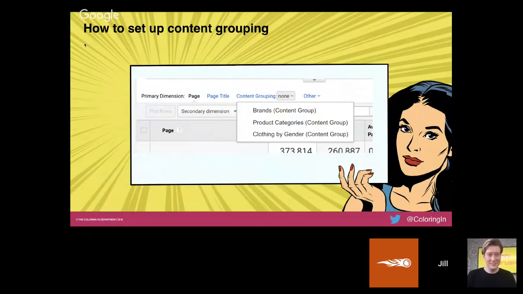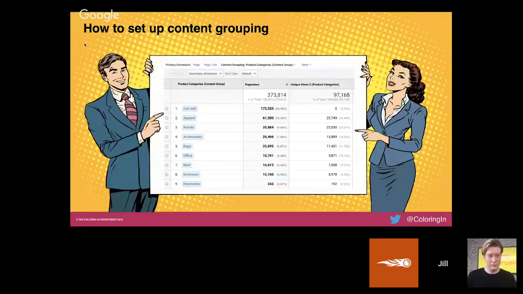Now, these are the ones that the Google demo account has. They're an e-commerce site, so they have grouped their content by brands, by product, and by clothing. And all you need to do to make this happen is tell Google what your information architecture is.